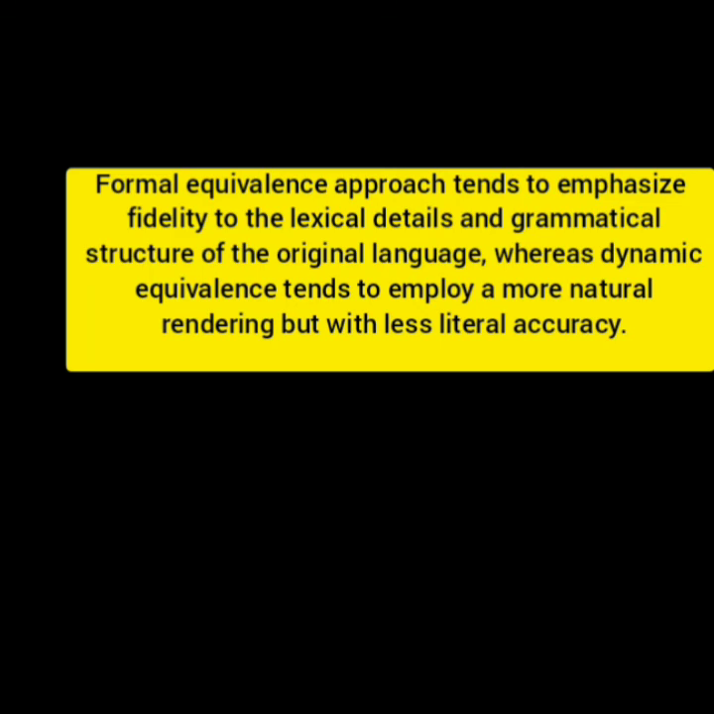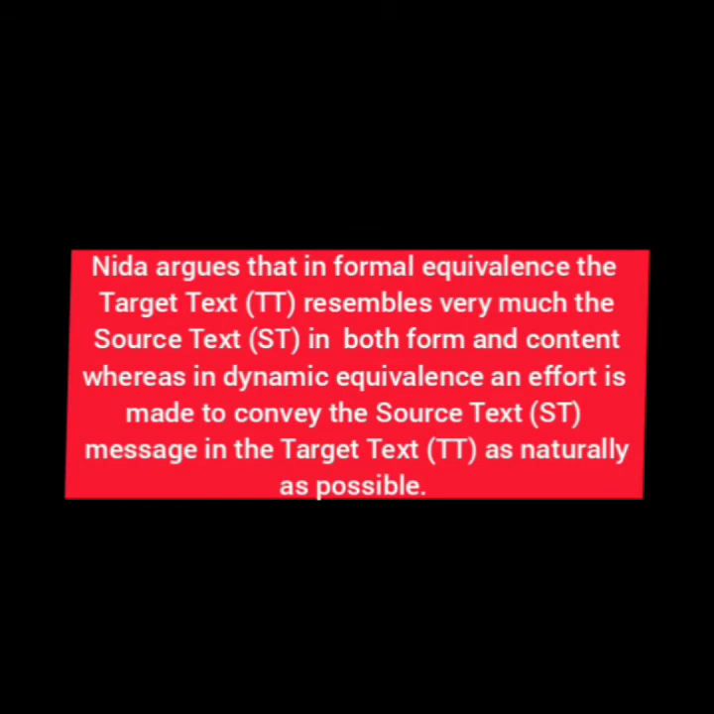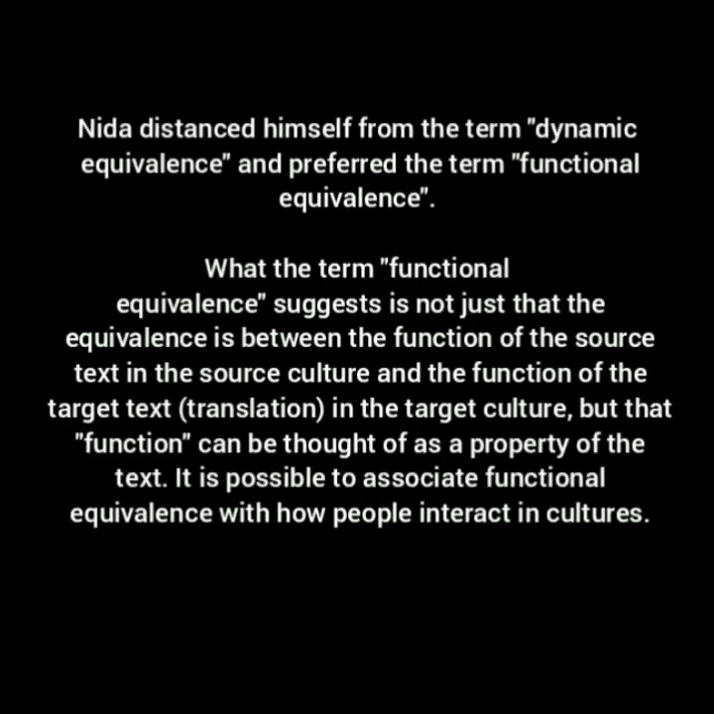Eugene Nida argues that in formal equivalence, the target text resembles the source text very much in both form and content, whereas in dynamic equivalence, an effort is made to convey the source text message in the target text as naturally as possible. Nida also subscribed to dynamic equivalence, but in later years he distanced himself from that term and preferred the term functional equivalence.